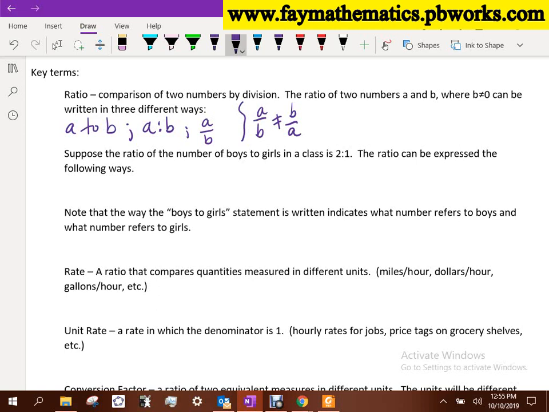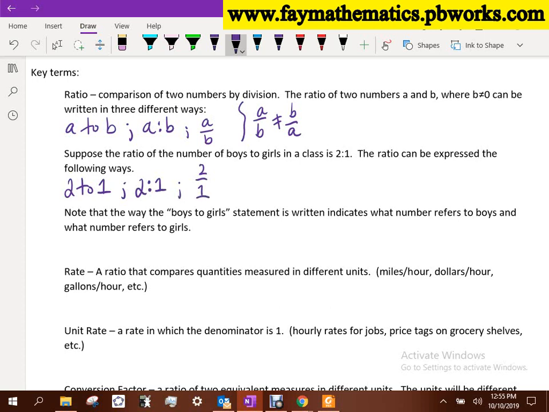So I want to use this next example. It says, suppose the ratio of the number of boys to girls in a class is 2 to 1. I want to use this in several different kinds of problems here. It says the ratio can be expressed the following ways. Using what we just talked about, we can write a ratio as 2 to 1. We can write it as 2 colon 1. And we can write it as 2 over 1.